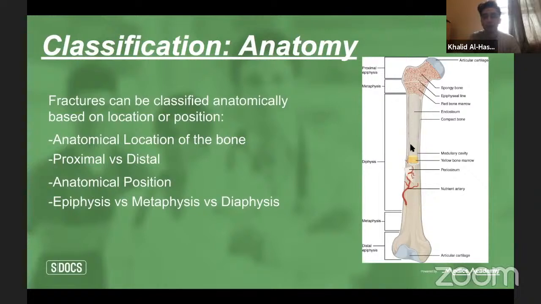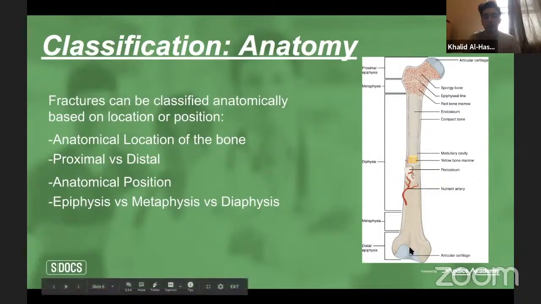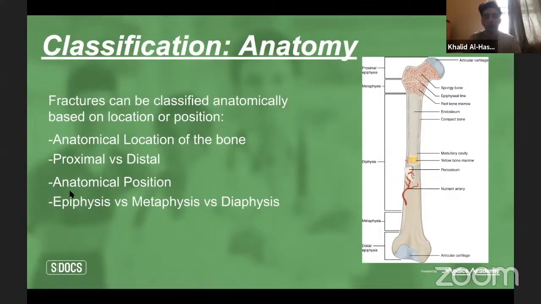Proximal would usually be within the first half of the bone. Here is a picture of the femur, and you can see that the proximal generally tends to go halfway along the diaphysis before we start referring to it as the distal portion, which is the second half of the bone. The second way in which we classify is anatomical position.